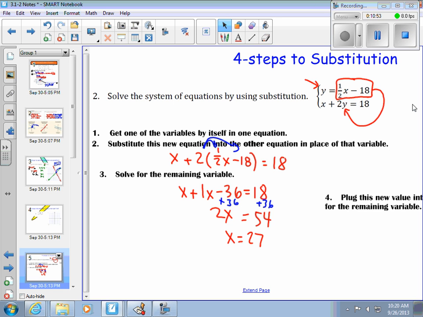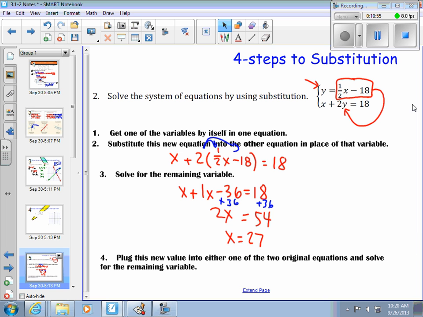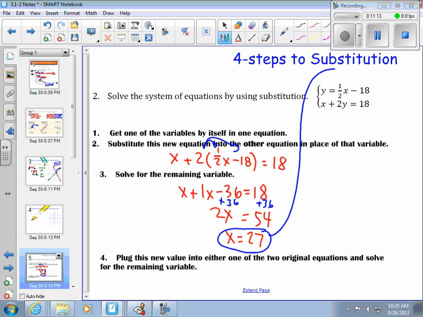There's one last step. The last step is to plug this value into one of the 2 original equations to find the other variable. So we found x, but we still haven't found y. So now we want to plug our answer in for x. The easiest place to plug this in is probably the top equation, since it's already solved for y, and that's the other variable we need.